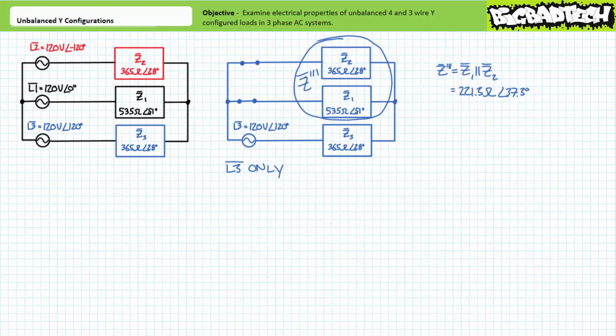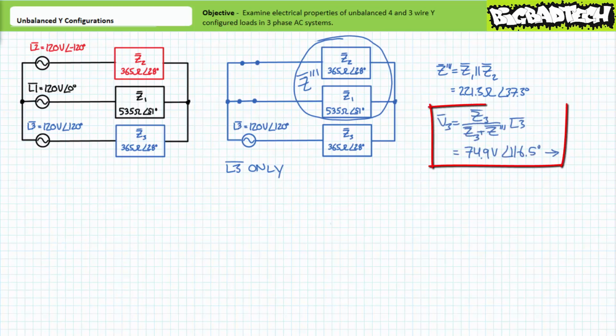Z3 and Z triple prime appear to be perfectly in series with one another. This is again a perfect setup for the AC voltage divider rule. We know applied voltage, and we know both impedances in a series combination of two elements. An application of the voltage divider rule demonstrates V3 to be 74.9 volts at an angle of 116.5 degrees, where assumed directional polarity, positive to negative, is left to right.